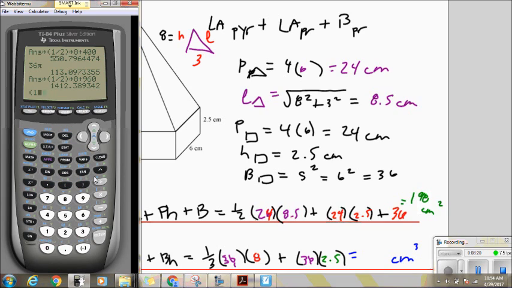Slowly to make sure we don't mess up. So 1/3 times 36 times 8 plus 36 times 2.5. And this will be our correct volume, 186 centimeters cubed.